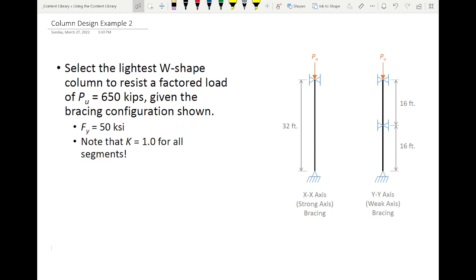So I have a 32-foot long column that along the x-axis is pin-pinned, and along the y-axis is pin-pinned as well, but it's braced in the middle. So K is 1 for all segments, but for the y-axis, we have a KLY of 16 feet, and for the x-axis, we have a KLX of 32 feet. So it is definitely longer along the x-axis than it is along the y. So that's going to change things in terms of how we compute the capacity.